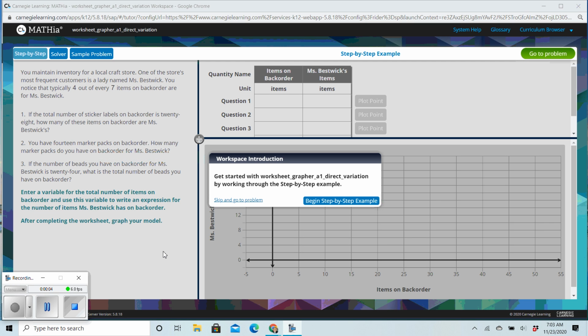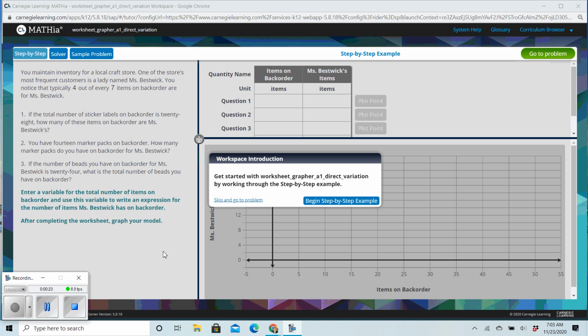So we are going to go through this Mastery Workspace. We're going to go through this step by step. And this is the Mastery Workspace called Modeling a Constant of Proportionality. So again, we're going to go through it step by step, just kind of as a tool for you to know how to get through this problem.